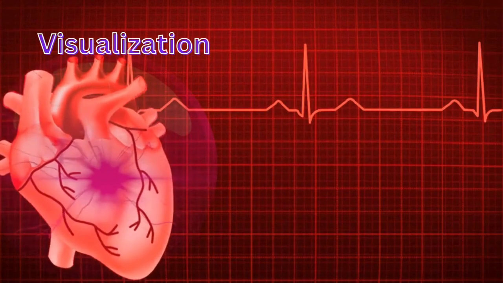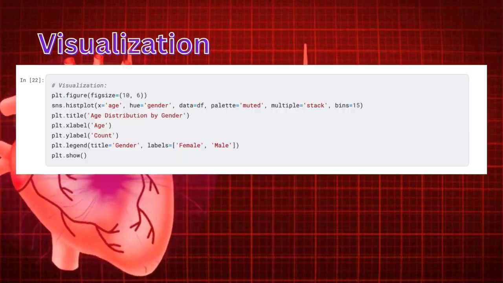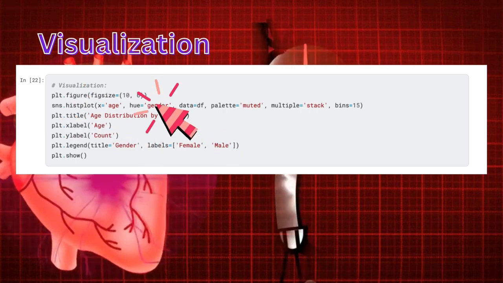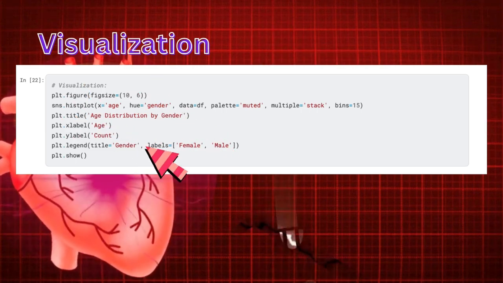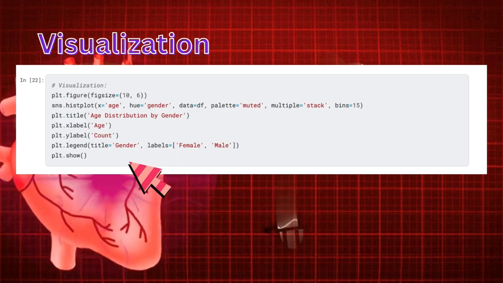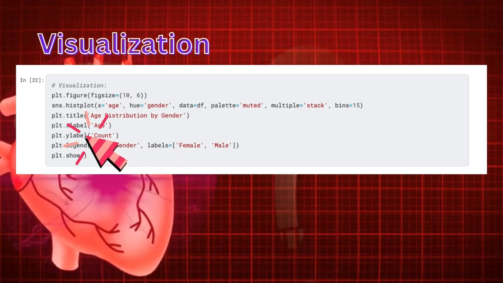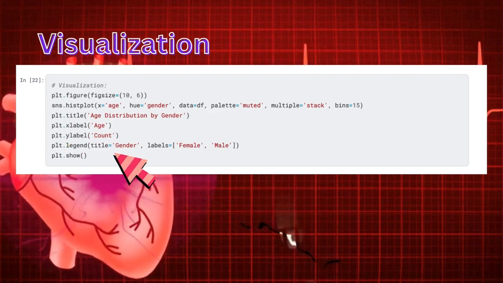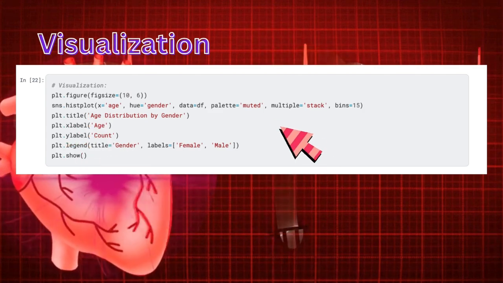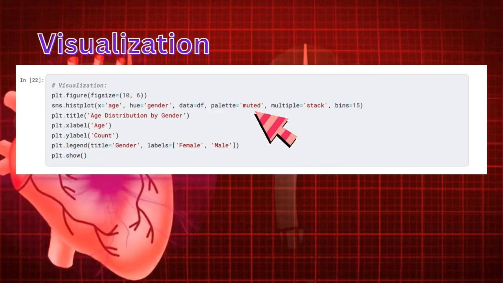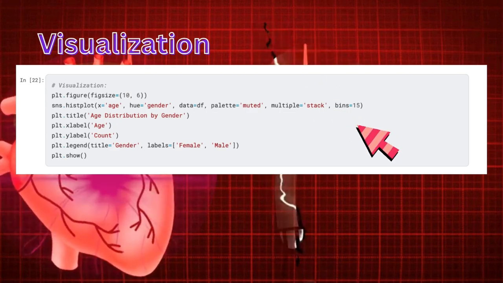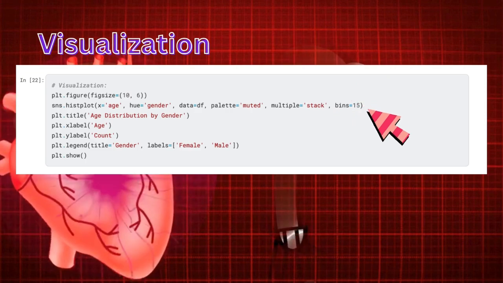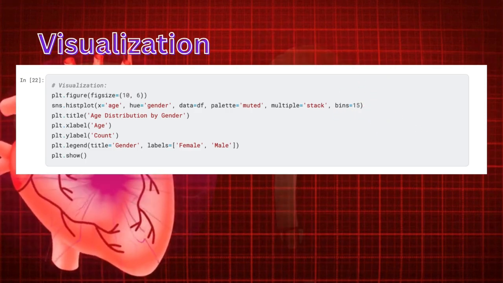Visualization. Now, let's see the code in action. We've created a histogram using Seaborn to display how age is distributed among the patients, with separate colors for each gender. The x-axis represents the age of the patients. The y-axis represents the count or frequency of patients in each age group. Different colors represent different genders. Muted colors are used for better visual clarity. We set the multiple parameter to stack the bars for each gender within each age group, and we used 15 bins to divide the age range into intervals.